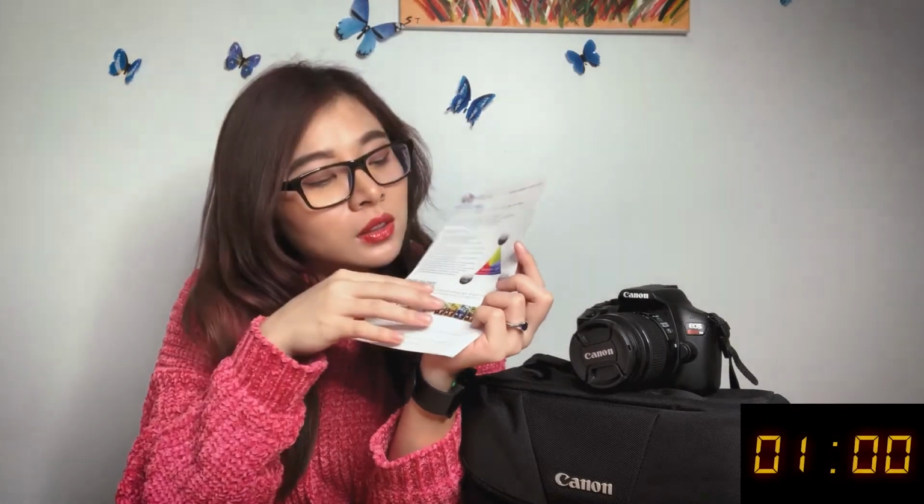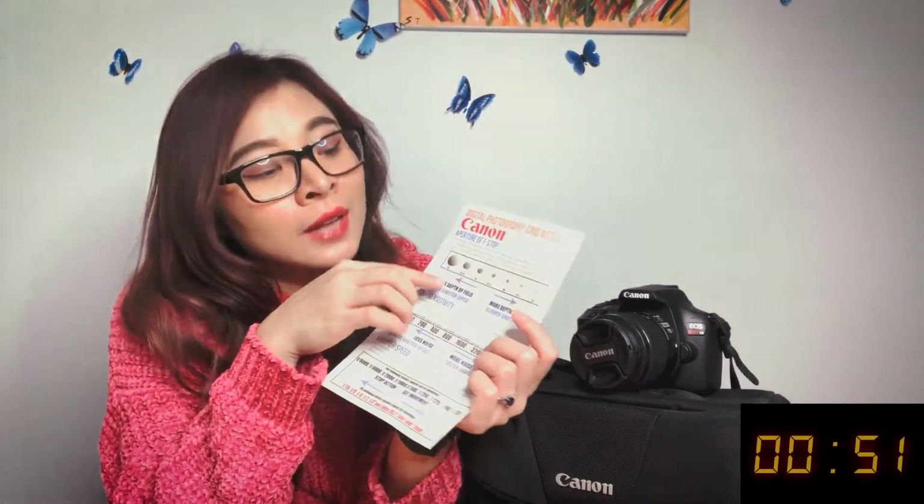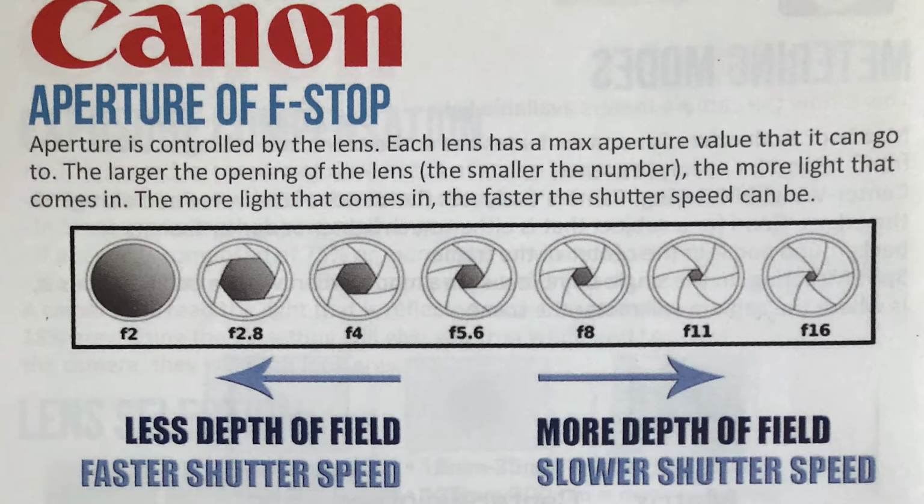Let's take a quick look at the aperture, the f-stop. It controls the depth of field and also how much light comes in. If the f-stop number is small, like 1, 2, 3, it means less depth of field, and it's usually used for blurring the background in portrait pictures. If the f-stop number goes big, like 10, 11, 16, 22, it means you have more depth of field, more detail, and usually that is used for landscapes.